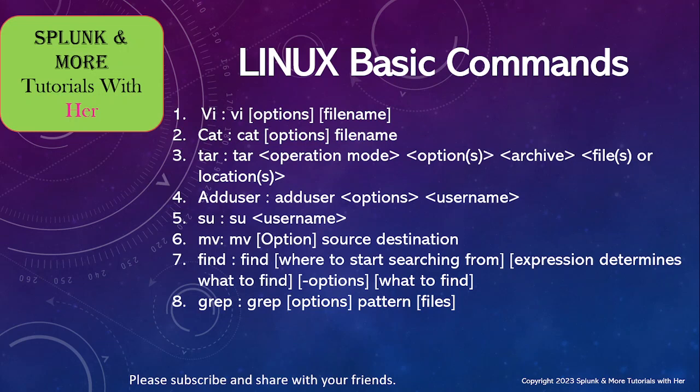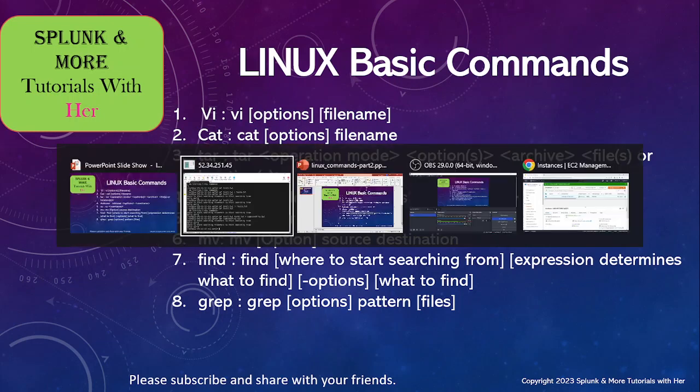And the other thing is archive. The archive is the file name and extension. Suppose you want to archive a folder abc, so here you will mention abc.tar, and then is files or locations. The files is a space separated list for extraction or compression or wildcard matched name. So let's try to understand this with an example.